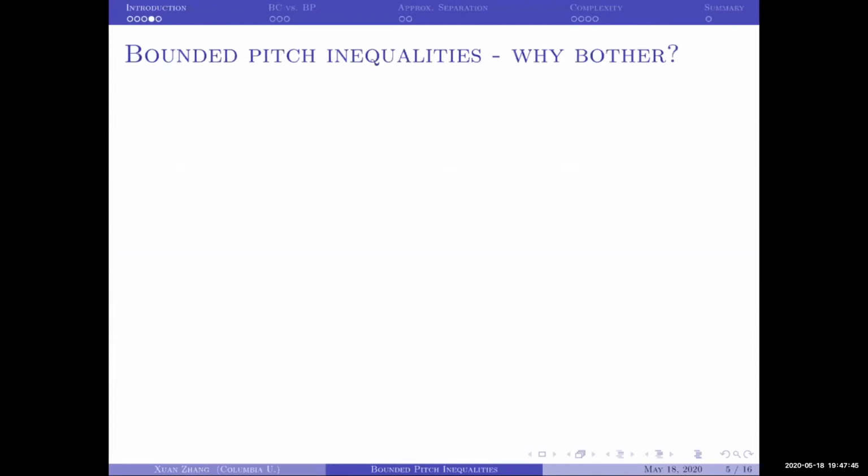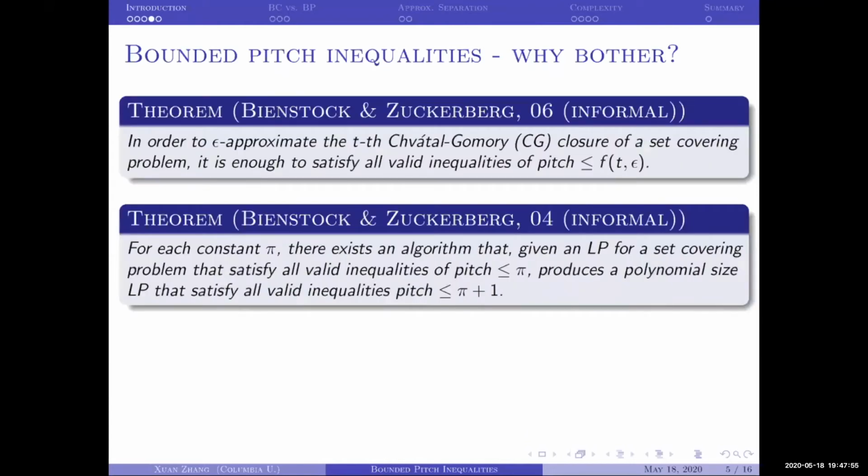So why do we care about bounded pitch inequalities? There have been many works in the literature showing nice properties of them. Here I listed 2 of these results. The first one states that to approximate the CG closure of a set covering problem, it is actually enough to satisfy all valid inequalities of pitch bounded by a certain level. This was shown by Bienstock and Zuckerberg.